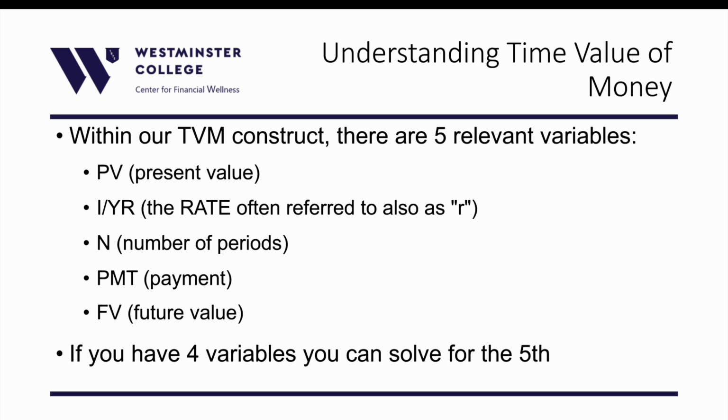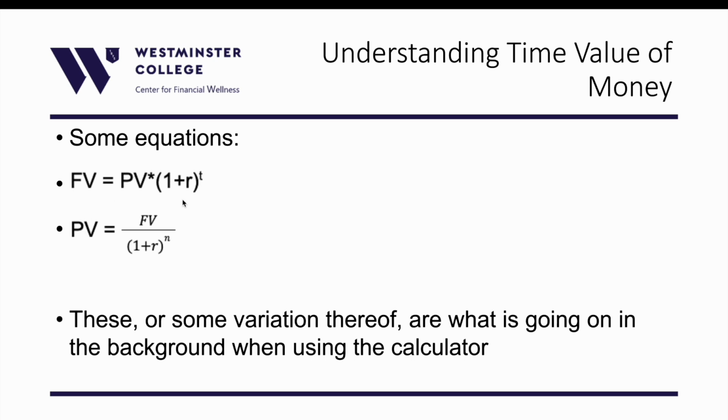It's important to know that if we have 4 of these variables, we can solve for the missing one. Now, to illustrate that a little bit, I'm going to show you some of the equations that are going on in the background when you're going to be using your calculator. Basically, if we look here, we have the present value. Of our 5, we have on this side of the equation the present value, we have our R, we have our T, and future value.